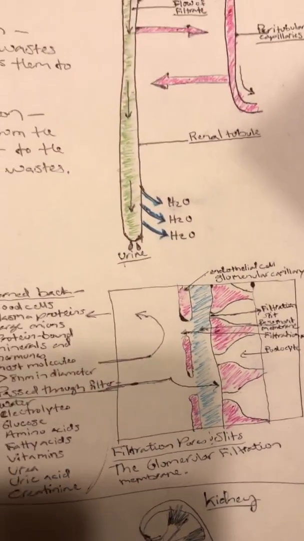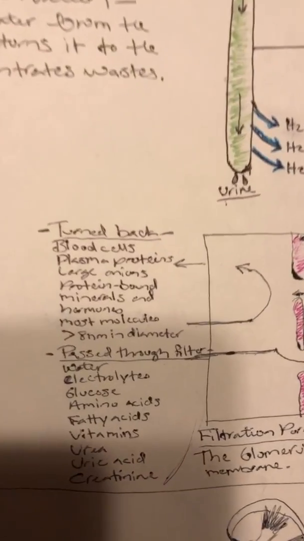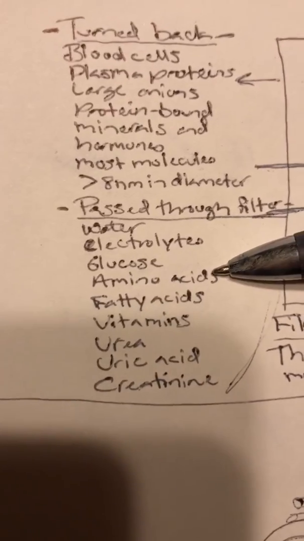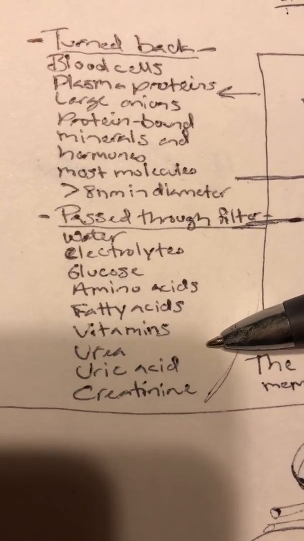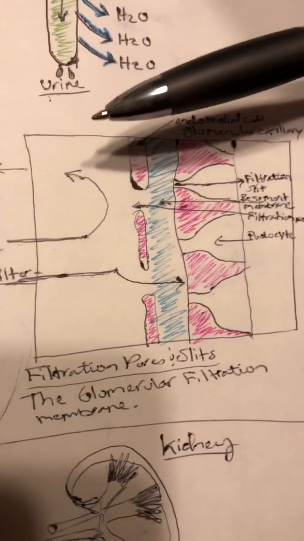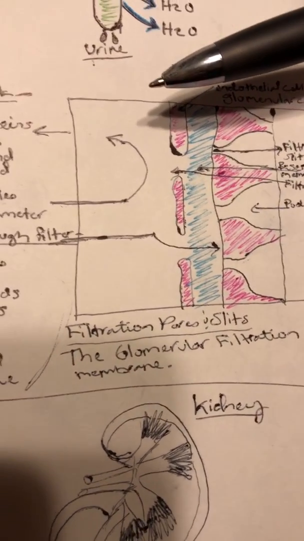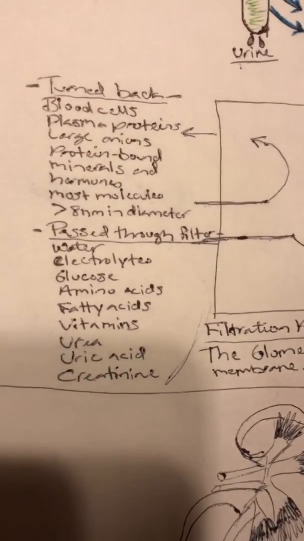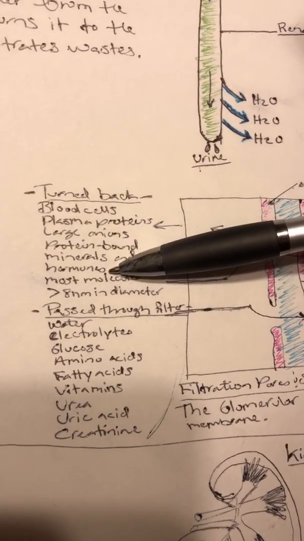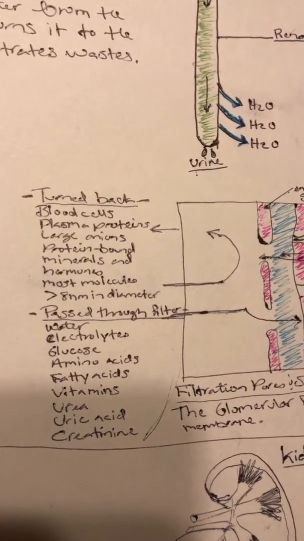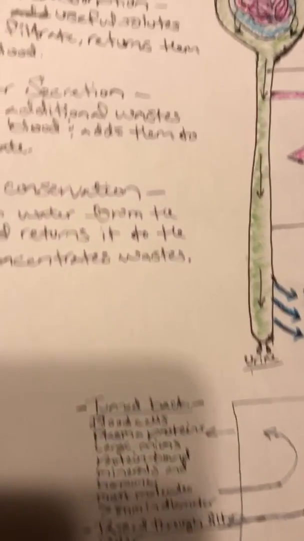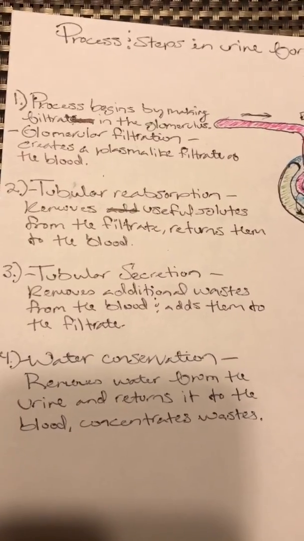So what gets filtered out? What substances will get filtered out? We would have the water, electrolytes, glucose, fatty acids, amino acids, waste, and vitamins will get filtered out. Formed elements never leave, such as blood. Blood and hormones will not get filtered out. So then we're going to go on. So this is the glomerular filtration, which is the first step in urine formation.